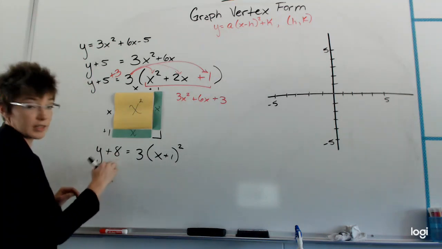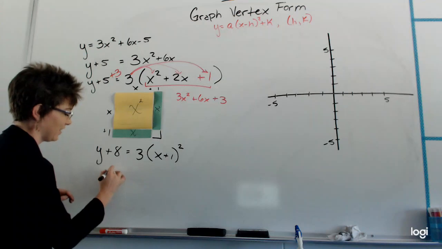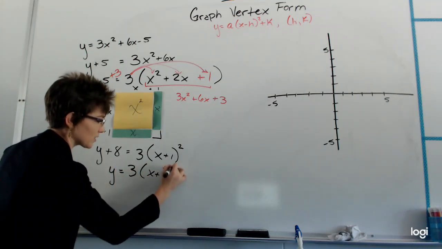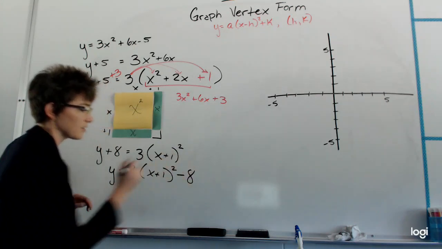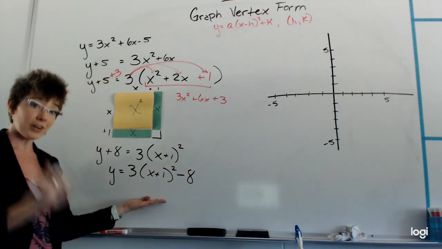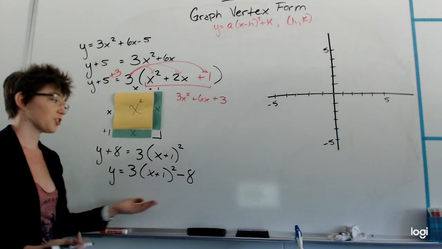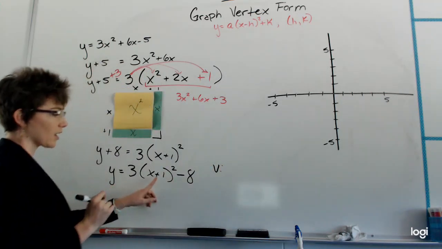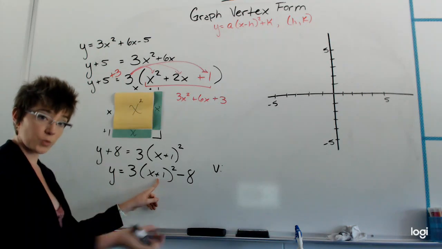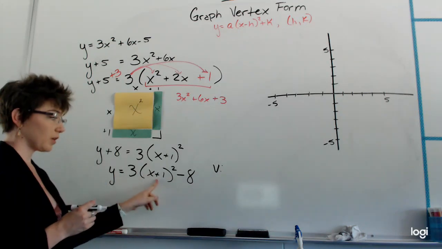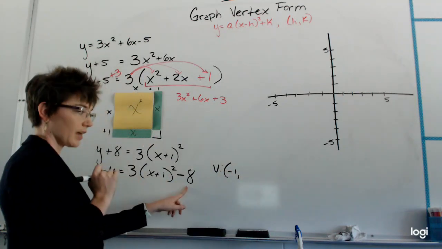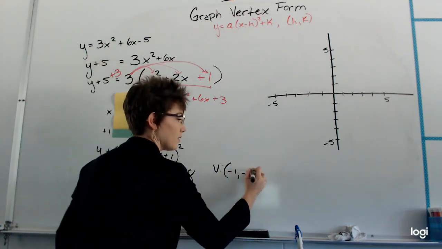And now to put this thing into vertex form, I need to subtract the 8 to the other side. So this is going to look like 3 times x plus 1 squared minus 8. And now that is vertex form of this equation. So my vertex is going to look something like, remember that the h value switches sign. So if you see x plus 1, that means your h is technically negative 1. And the k value is still negative 8.